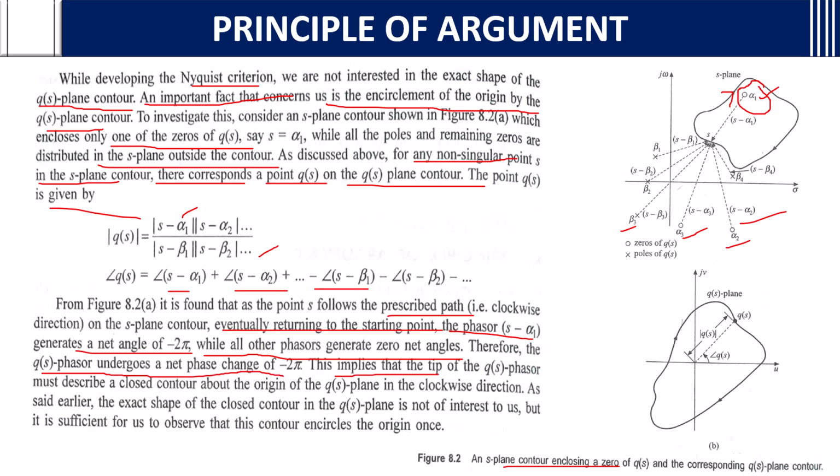This implies that the tip of the Q of s phasor must describe a closed contour about the origin of the Q of s plane in the clockwise direction. As said earlier, the exact shape of the closed contour Q of s is not of interest to us. But it is sufficient for us to observe that this contour encircles the origin once. Observe that the contour encircles the origin at least once.